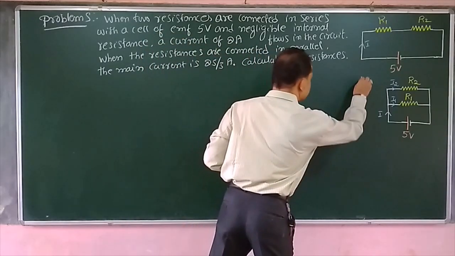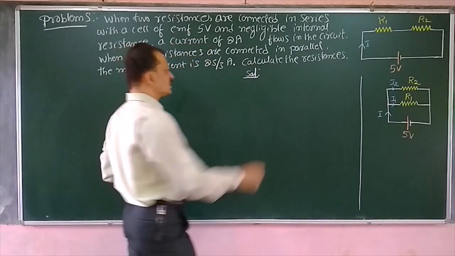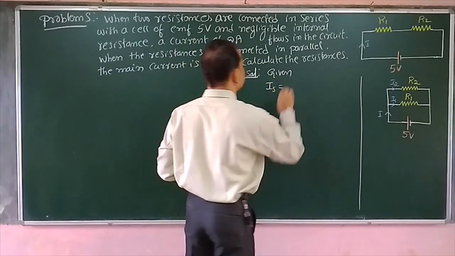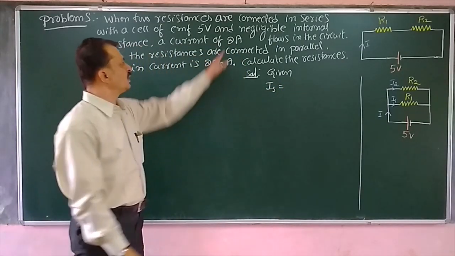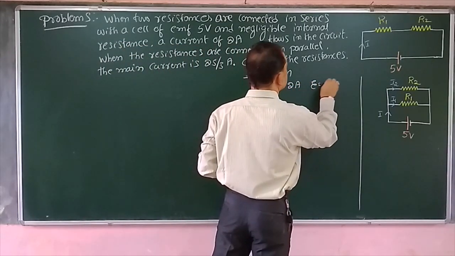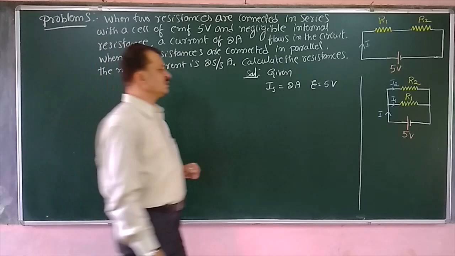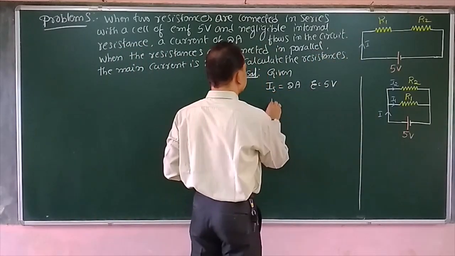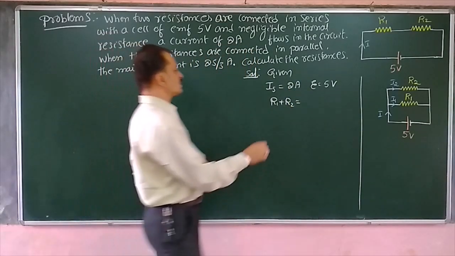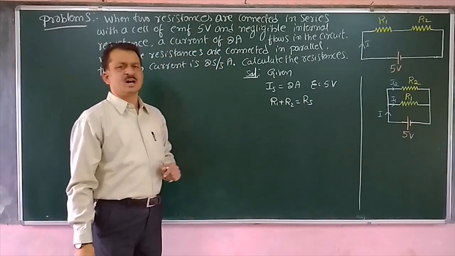Now let me start from here itself, solution. Now here given, what are the given things? In series, I will take IS. IS is the series current that they have given, 2 amps. When a battery of EMF 5 volts is given, first case. Since they are connected in series, what is their effective resistance? It is R1 plus R2. Effective resistance RS. Series combination only, effective resistance is R1 plus R2.